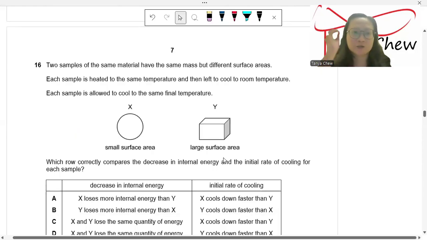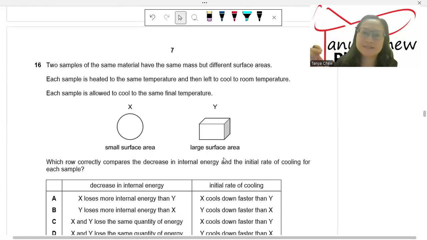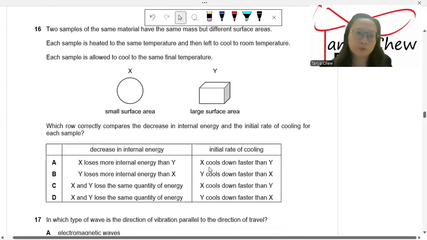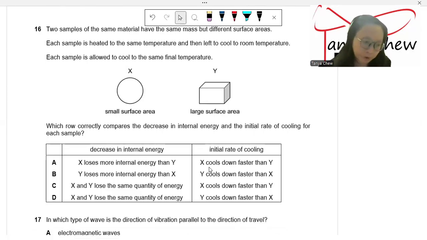Question number 16. Two samples of the same material have the same mass but different surface area. Everything else is the same, it's just that the surface areas are different. Each sample is heated to the same temperature and then left to cool to room temperature. Each sample is allowed to cool to the same final temperature as well. Which row correctly compares the decrease in the internal energy and the initial rate of cooling for each sample?